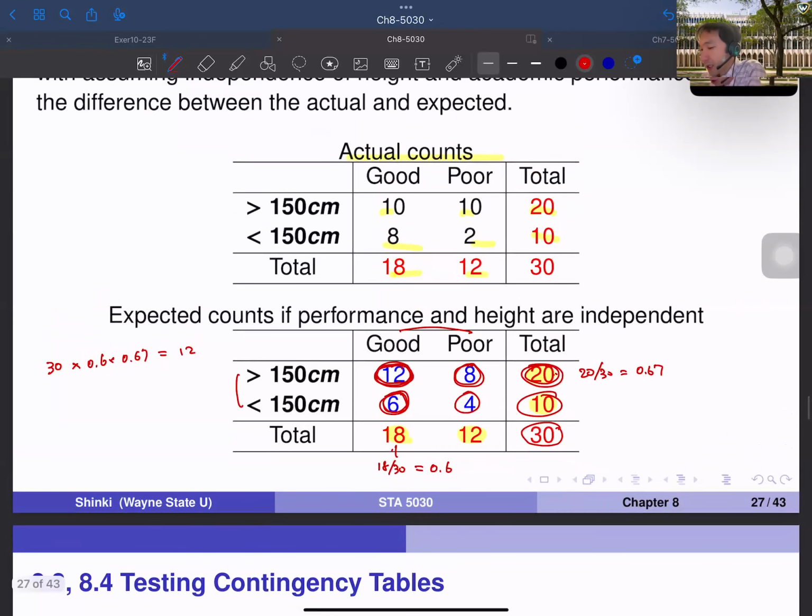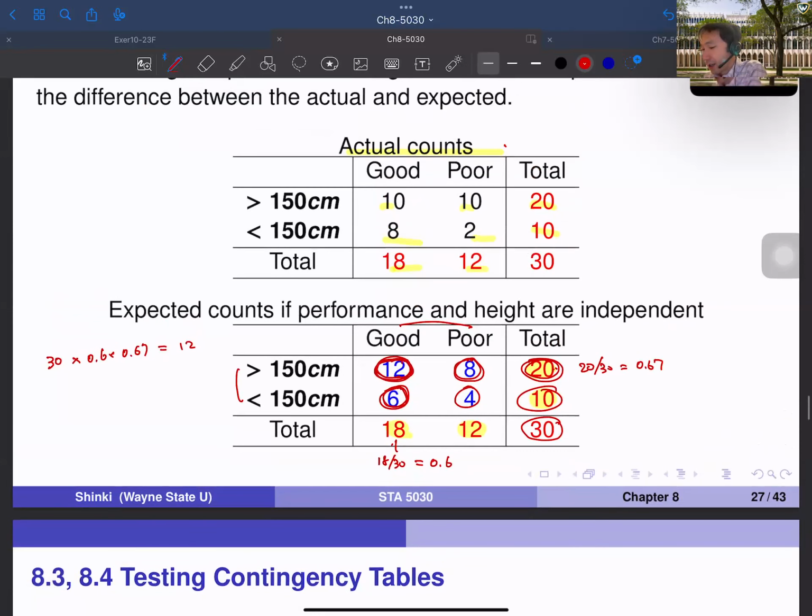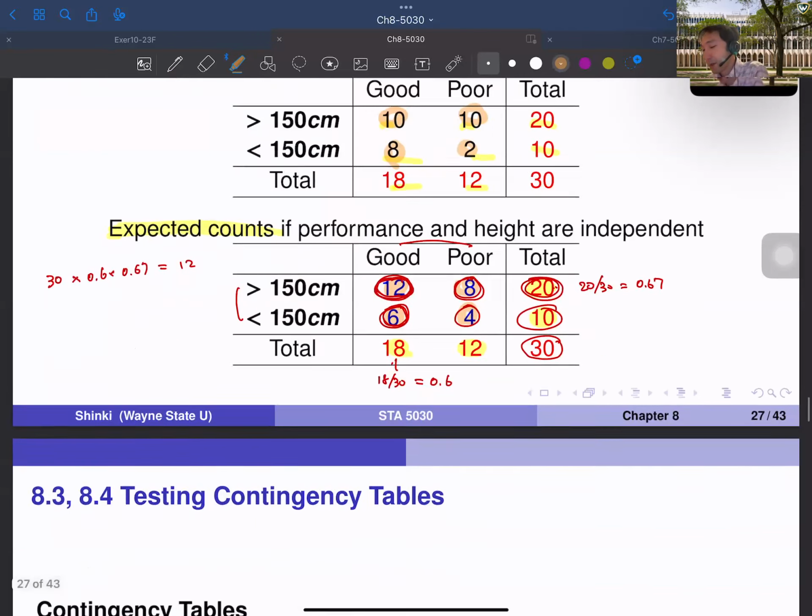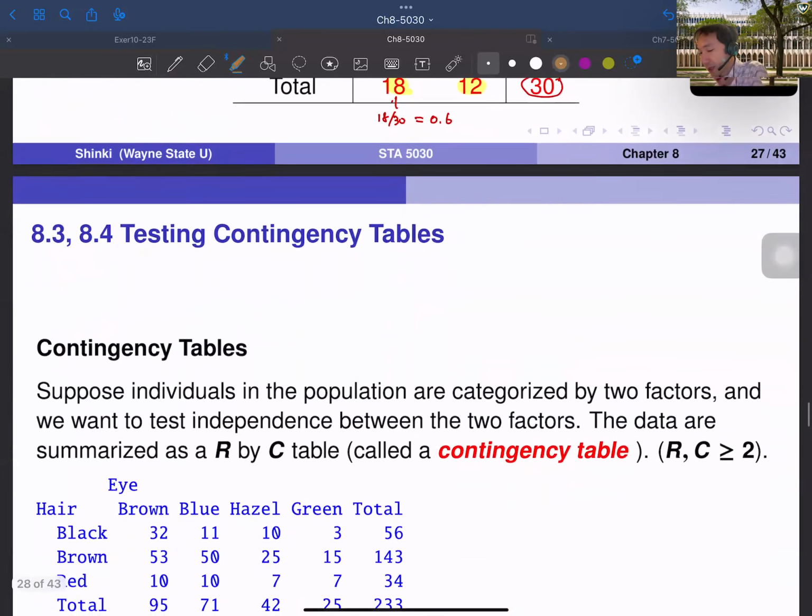But the actual observation, the actual counts, are here. So we compare these actual counts with these expected counts. We see the discrepancy between 10 and 12, 8 and 6, 10 and 8, and 2 and 4. So this is the idea to test the independence of these two factors, the height and academic performance.